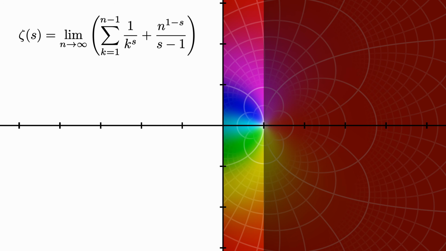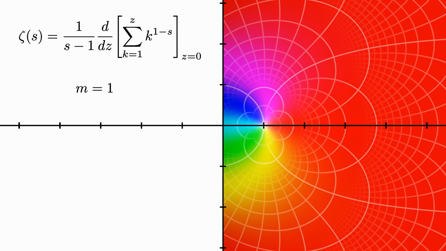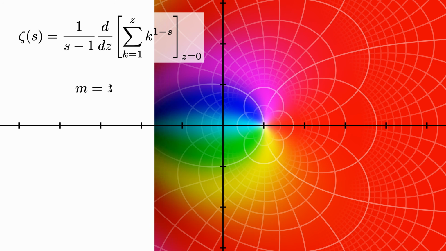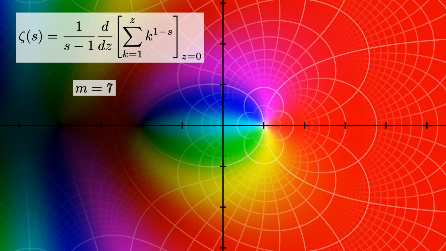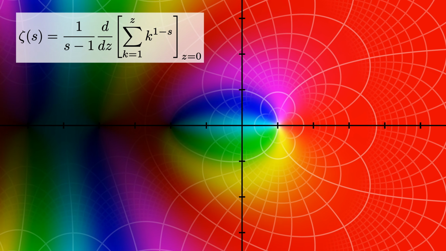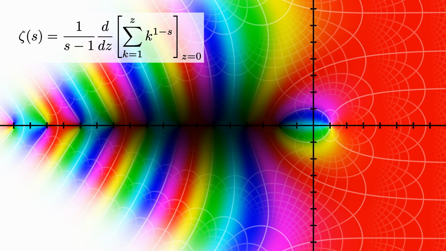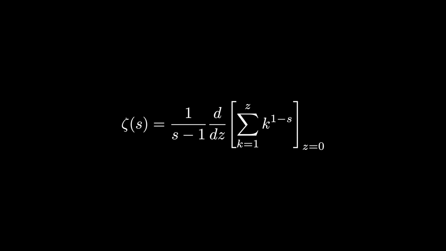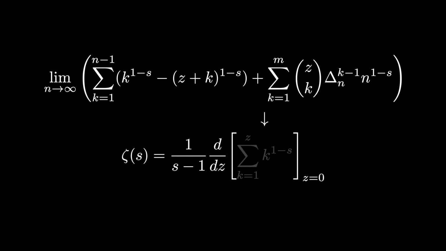Now, we gained this strip by setting m to 1, and if we set m to 2, we'll gain an additional strip, and likewise for 3, 4, 5, and so on. So by choosing m as large as we want, we can compute the zeta function on the whole complex plane. Of course, you can't put this into a calculator because the calculator won't know what to do with the derivative of a sum. So let's turn this into a formula that only uses standard operations by plugging in the definition of the fractional sum.